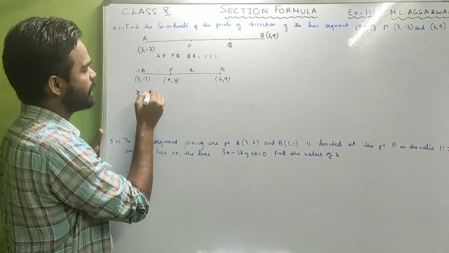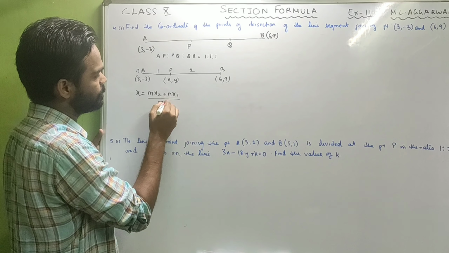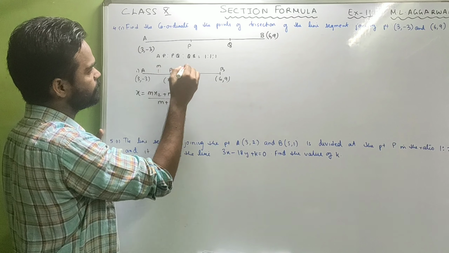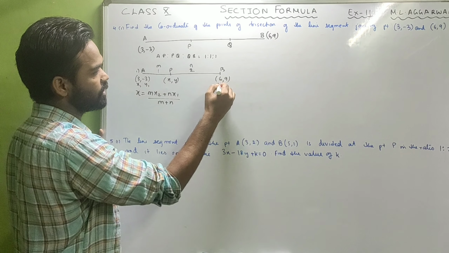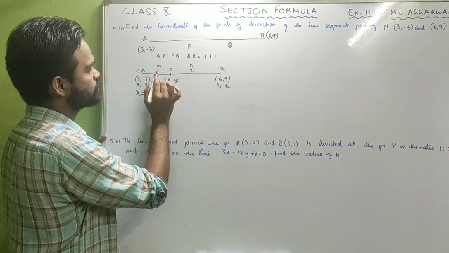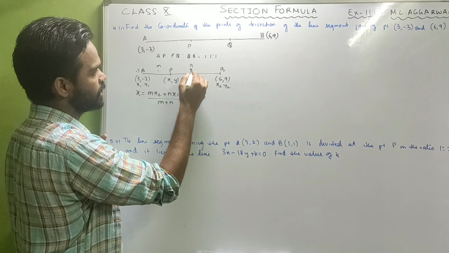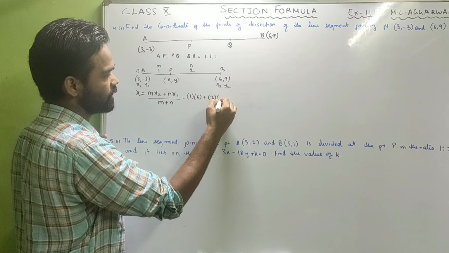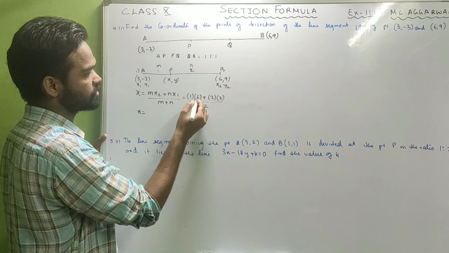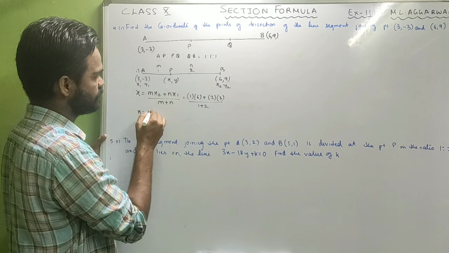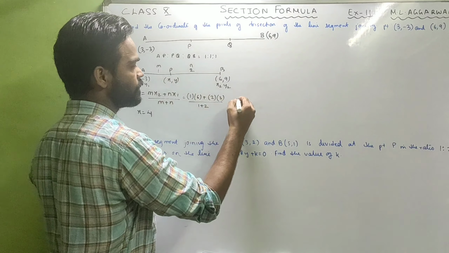Then we'll use the formula. x is what? (mx2 + nx1) by (m + n). This is your m, this is your n, this is your x1, y1, this is your x2, y2. So mx2, that's 1 multiplied by 6 plus nx1, that's 2 multiplied by 3, by m + n. So that's how much? 6 plus 6, 12 by 3, that's 4. Okay, similarly we'll get y. See, y is what?